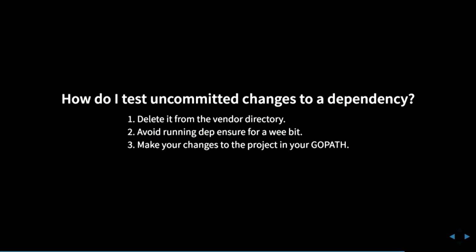If you want to test uncommitted changes, so maybe you're working on 2 packages at the same time, just rely on how Go works. Kill it out of your vendor, don't run dep for a little bit so it doesn't put it back in there, and move on with your life. If you need something longer term than that, use a fork.